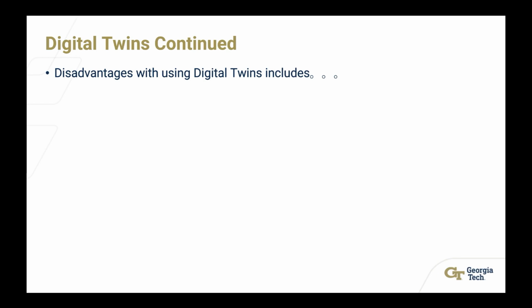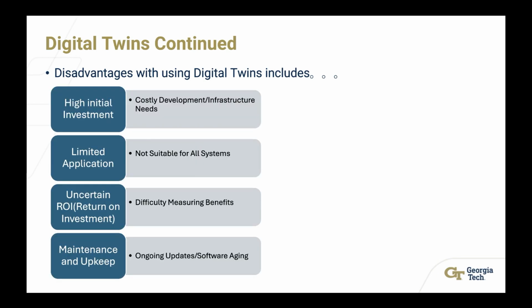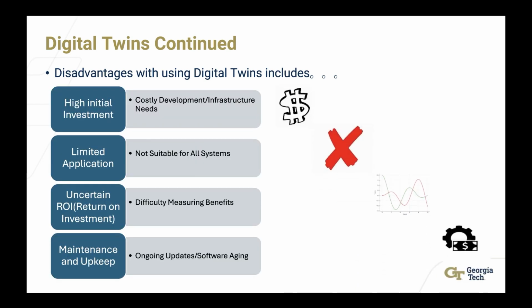So some disadvantages with using digital twins include the high initial investment. There's also limited applications. It's not suitable for all systems. There's also uncertain return on investment. It's also very difficult to measure how much benefit you're getting from the digital twin. And also the maintenance and upkeep of the software, you need to update it, and software ages over time.